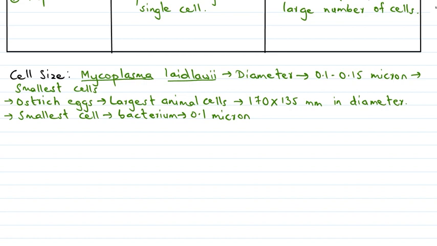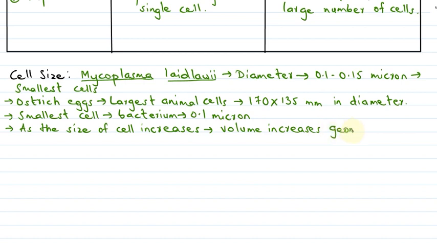Okay, so the size of the cell is controlled by the metabolic requirements. As the cell increases in size, the volume increases geometrically, while the surface area increases arithmetically. So as the size of the cell increases, what happens then? The volume increases geometrically, whereas the surface area increases arithmetically.